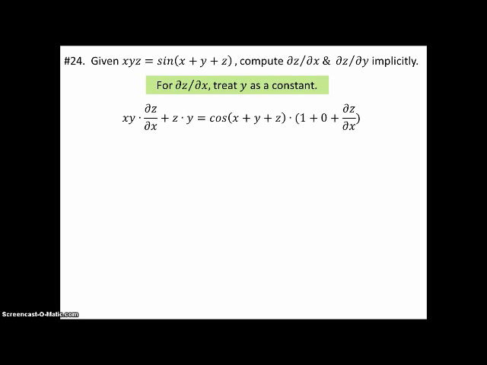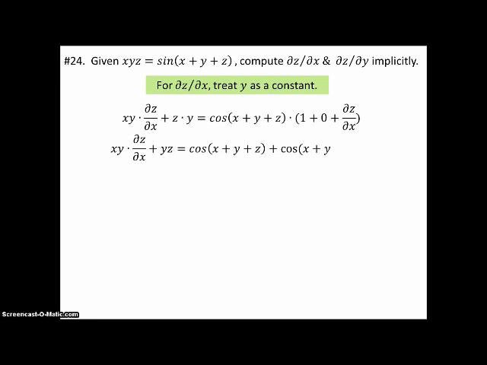So on the left, we use the product rule on the functions xy times z. So we've got xy times the derivative of z plus z times the derivative of xy, and since y is a constant, the derivative of xy is just y. Then on the other side, we take the derivative of the outside, cosine, and then we multiply by the derivative of the inside, in which case x is our independent variable, so its derivative is 1. y is treated as a constant, so it goes to 0, and then we have the partial derivative of z with respect to x.